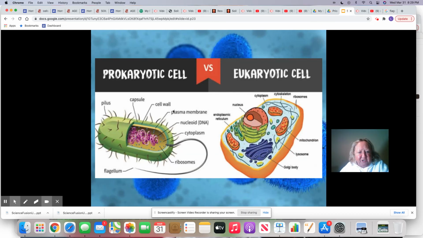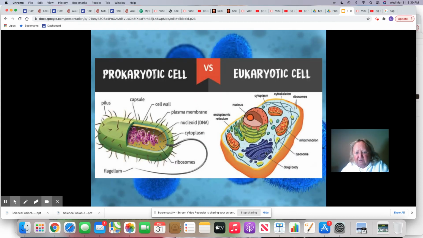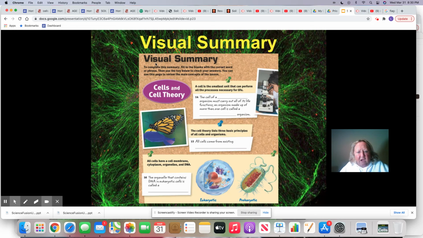Again, here's a prokaryotic cell. Here is a eukaryotic cell. We'll learn all these names and all their jobs, but you can see it's much more complicated, or complex, than the prokaryote. All right, let's look at these review questions real quickly, and then we will be done.